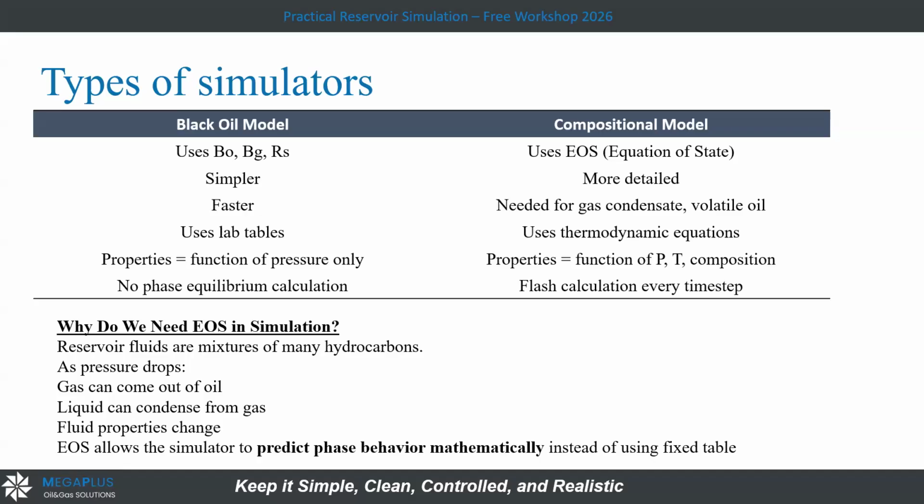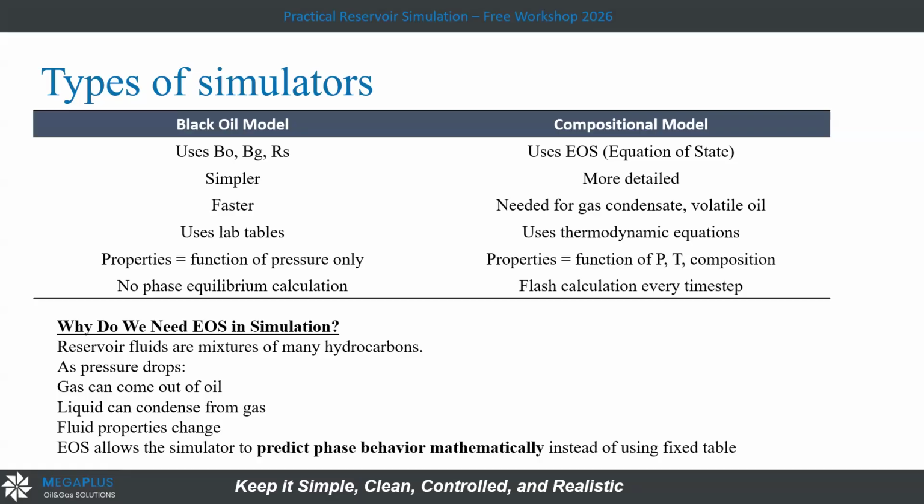But in the compositional model, we use something called the equation of state. It's a very big title, but you don't need to keep it complicated. It's simple, but you need to understand it very well. Maybe in the future we can discuss it or make a webinar about it. But the compositional model uses the equation of state. Why? What is the aim of the equation of state? We will see in the next slide, where it will be more detailed. We can use it for gas condensate or volatile oil, but it's very popular in gas condensate reservoirs, giving the properties as a function of pressure and temperature.